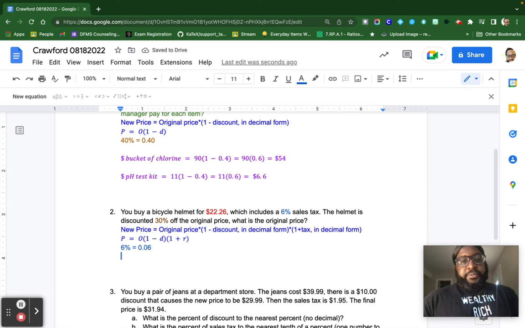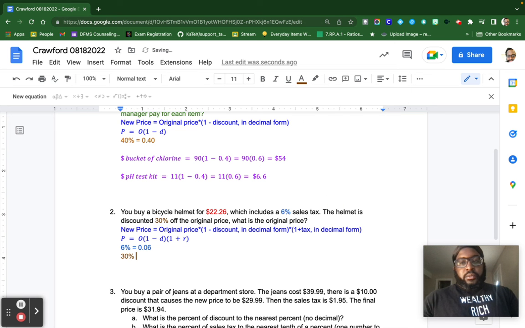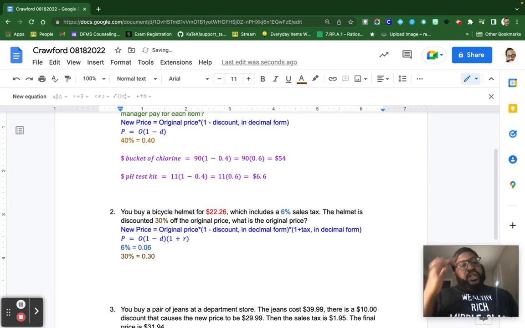Now I have 30%, and I'm going to put this as super dark orange. And there you go. That's it. Again, the good thing about using formulas is we look for consistency. We want everything to be the same. Since the price is a decimal, we want the percentages to be a decimal. Now I'm going to use my formulas again.